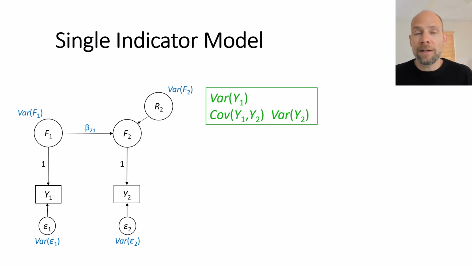Now, obviously, we could fix them to 0, and then what we would have is a manifest path model or a manifest regression model, because then we would assume that there's no measurement error variance, that all the variance in our observed variables y1 and y2 is true score variance, and then this would be equivalent to a manifest regression model or a manifest path model. And that's not what we want.